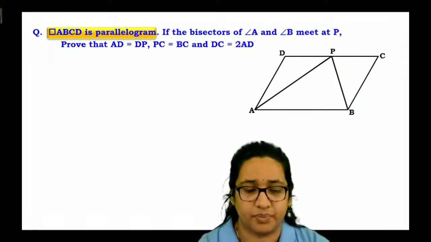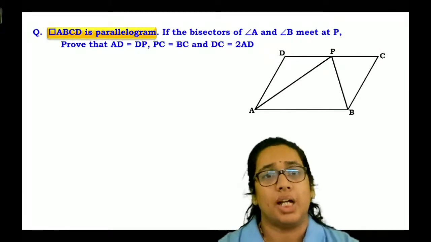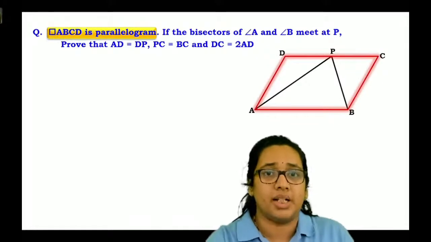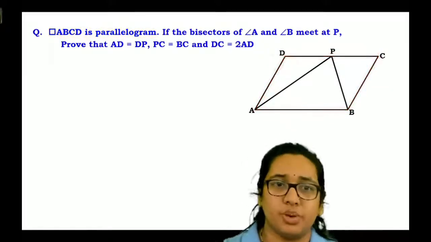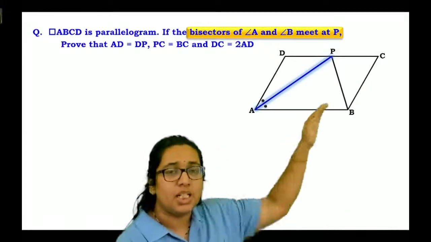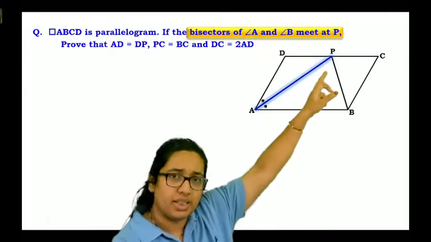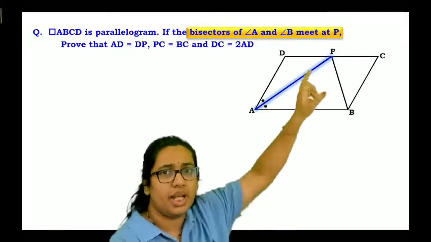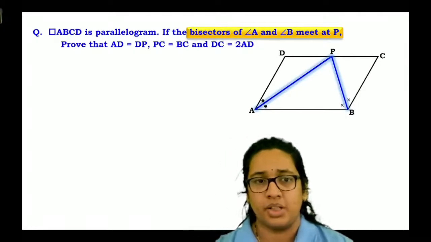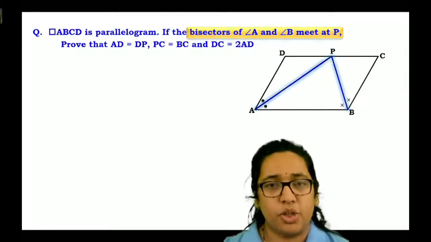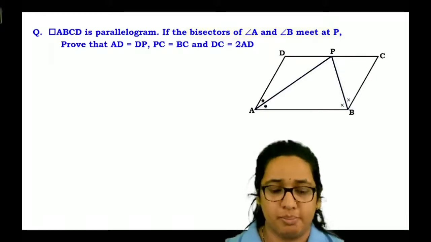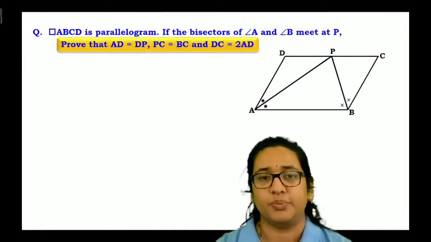How do we start? You know that in the parallelogram, the bisectors of A and B meet at P, something like this was given. So what you can say is, if AP works as an angle bisector, then obviously DAP and PAB will be of the same measure. Similarly, we can say about PB as well. Correct?